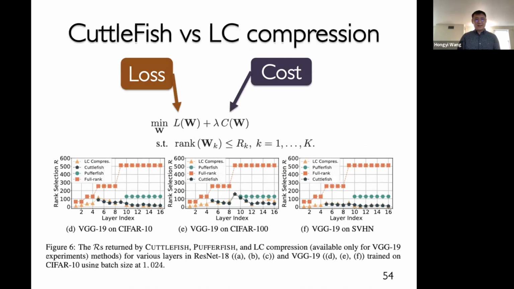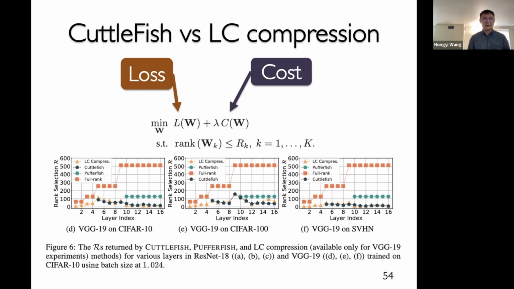What has also excited me recently is that you can solve the rank selection problem using explicit optimization. That has been done by a CVPR paper in 2020. They try to solve for the loss and the rank explicitly. But that only gives efficient inference, not achieving any speedup in training.